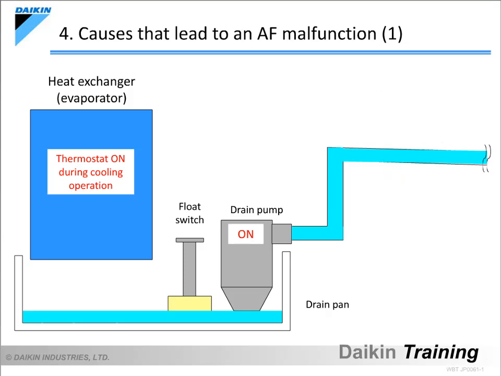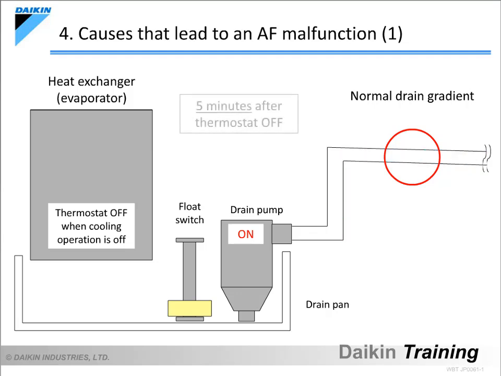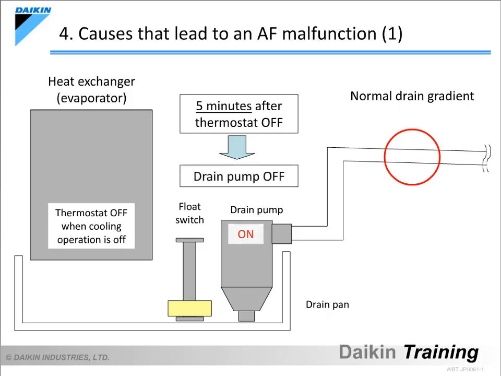Let's think about the situation when cooling operation is stopped and the thermostat is turned off after cooling operation is continued for a while with the thermostat on. When the drain piping gradient is normal, the drain pump is able to discharge virtually all of the water in the drain pan during the 5-minute residual operation after the thermostat is turned off.